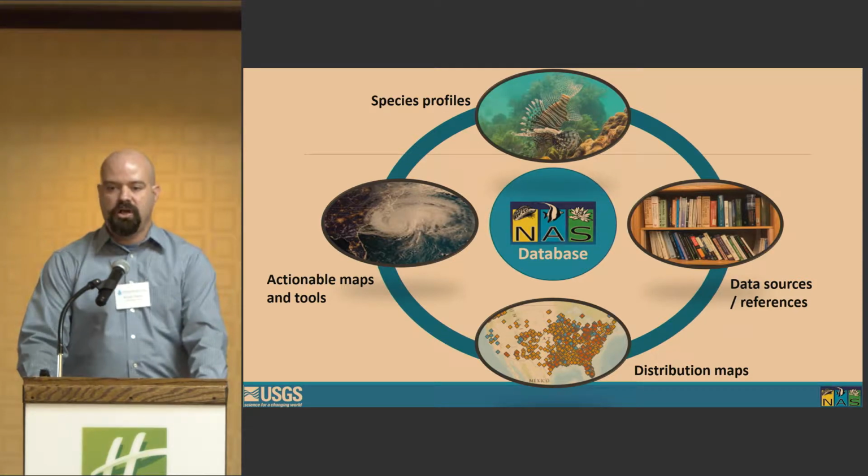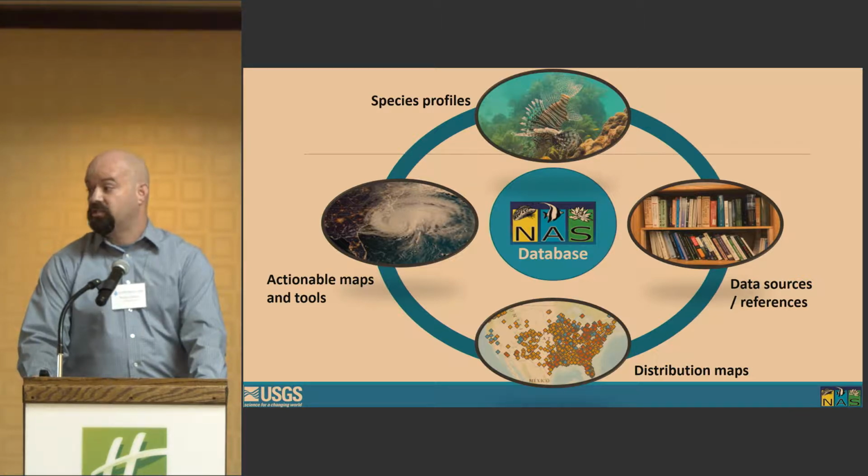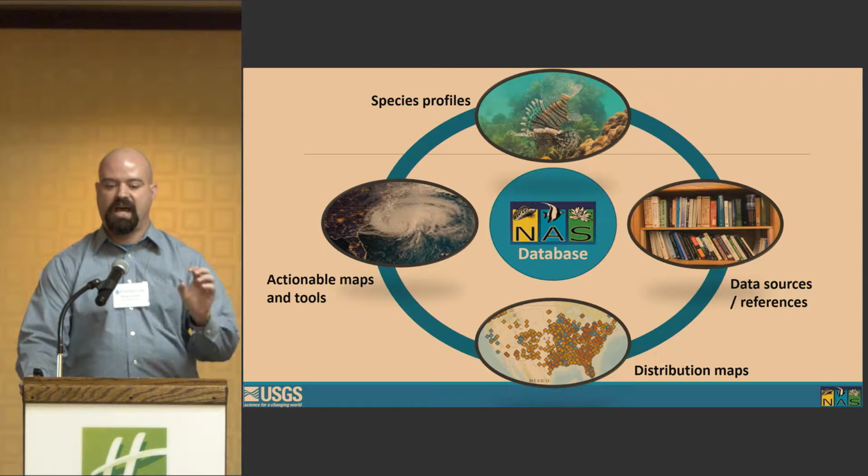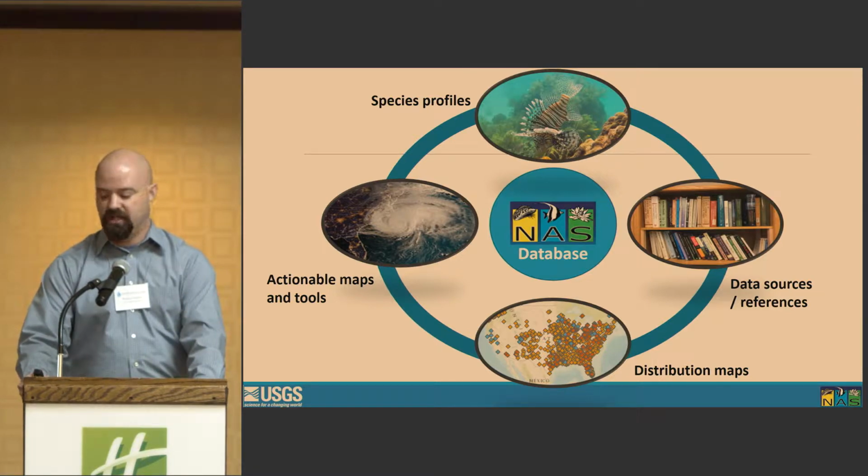But what we're really trying to invest a lot into right now are actionable maps and tools. Because a large data set is great. It's great to have over 500,000 records in the database, but utilizing that information can often be hard. And so we're investing a lot in providing ways and means that managers can look at our data in different ways for different specific tasks. And I'm going to talk a little bit about that today.